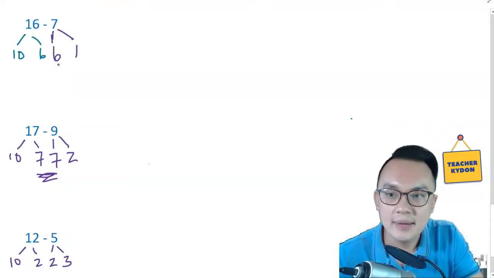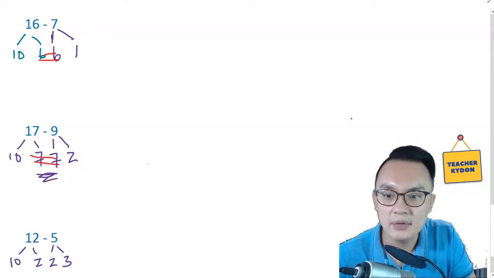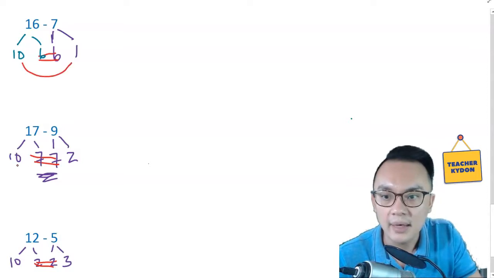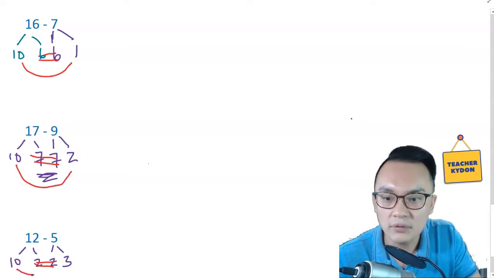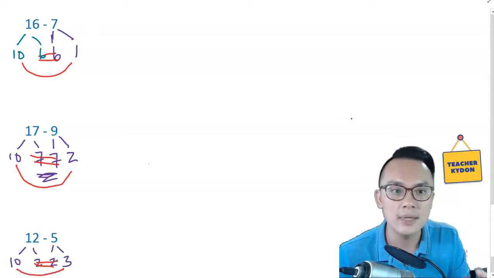Now the third step that they need to drill is to cancel the two 6s together, cancel the 7 together, cancel the 2 together. So after they have cancelled these, the last step is to draw a line over here. So if you notice, right, everything is within 10. That's why they can use their fingers, because everything is within 10.